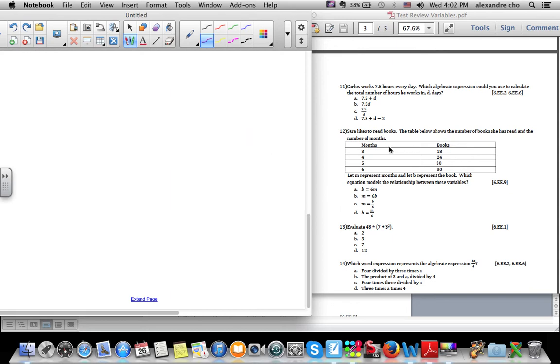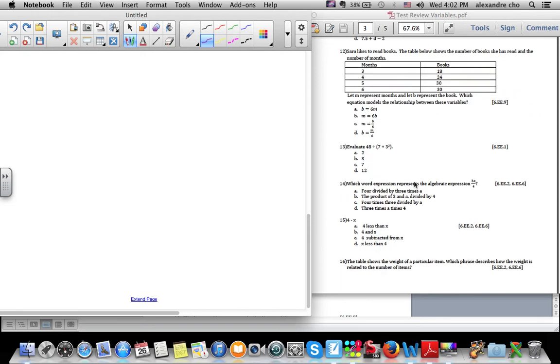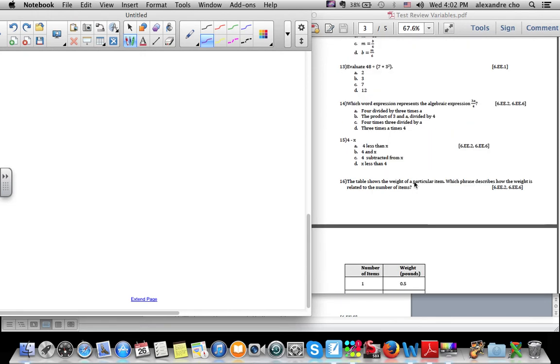14. Which word expression represents the algebraic expression 3a over 4? Okay, just let me write this a different way, 3a, so that you remember that 3 and a are being multiplied. So let's look for something that says that. Does that say letter A 4 divided? No, it's not 4 divided, it's 3a divided.